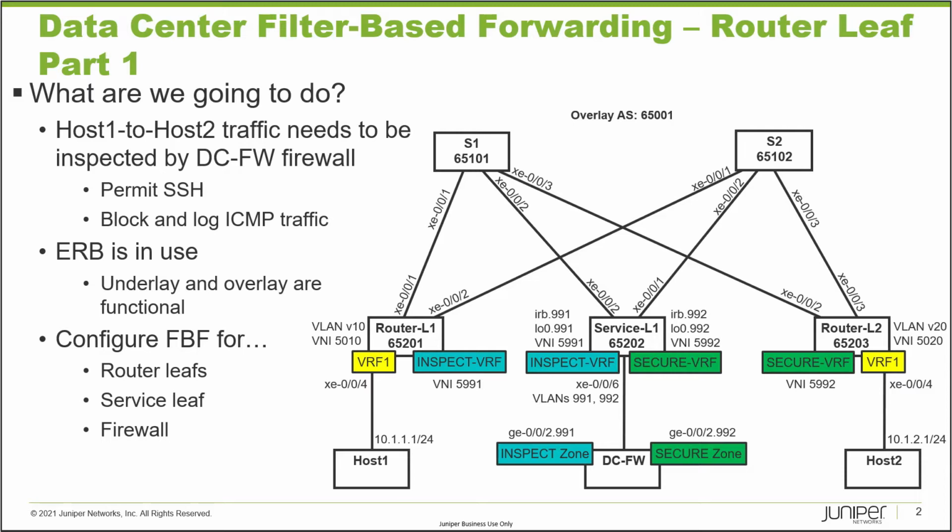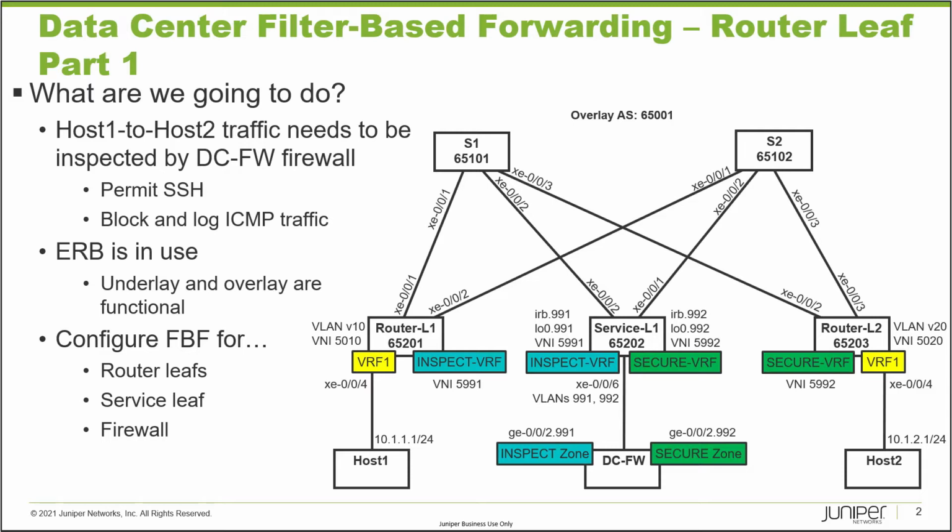And now the inspect VRF is configured with a VNI and a route target that connects it with the inspect VRF on the service leaf. So it goes into that inspect VRF and then gets forwarded to the service leaf inspect VRF. And then from there, the inspect VRF with service leaf L1 forwards the traffic to the firewall. And then it lands on the inspect zone. The firewall does its inspections. It's analyzing whatever it's doing with the traffic, blocking, accepting, permitting, logging.